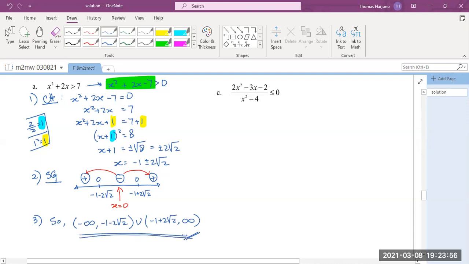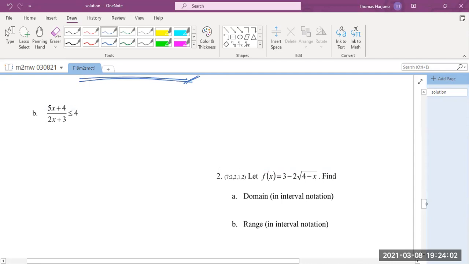Okay, that's for part A. Let's go on with part B below that. You have less than or equal to 4. Do not, maybe I write that warning explicitly again, do not multiply by the LCD because we don't know if 2x plus 3 is positive or negative.